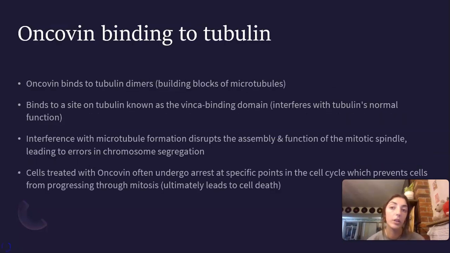Now, the way that Oncovin binds to tubulin: it binds to the tubulin dimers, which were shown in that previous picture, and these are the building blocks of microtubules. It binds to a site known as the vinca binding domain, which interferes with the normal function of tubulin. This interference disrupts the assembly and function of the mitotic spindle, ultimately leading to errors in chromosome segregation. So cells treated with Oncovin often undergo arrest at specific points in the cell cycle, which prevents the cells from progressing through mitosis and ultimately leads to cell death.